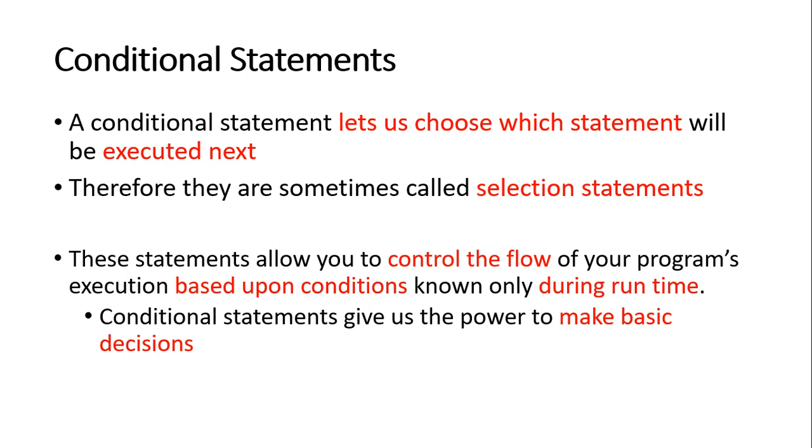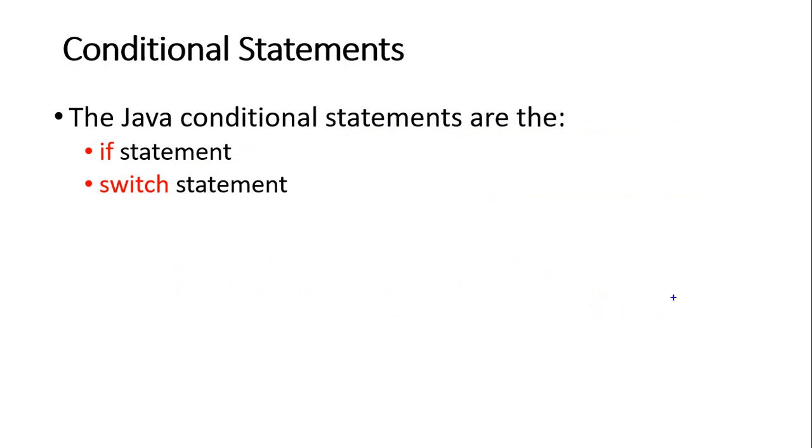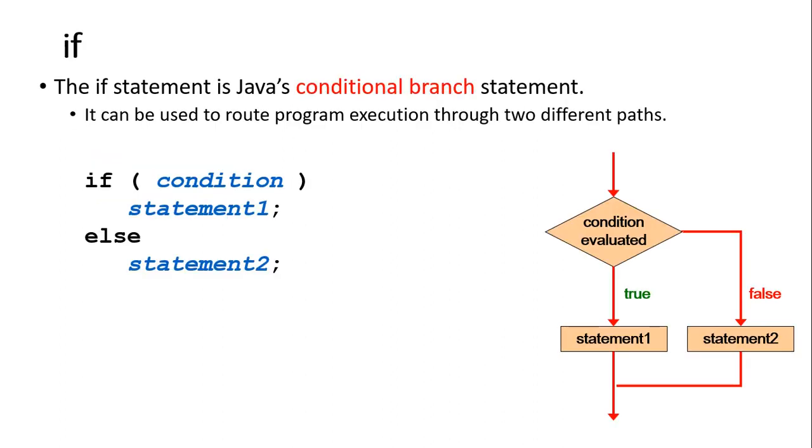In Java, there are two types of conditional statements. One is called the if statement. The other one is called the switch statement. So first let's look at what the if statement is. The if statement is also called a conditional branching statement because it branches the execution of the control based on the condition. Now let's look at the flow chart to understand how things are working.